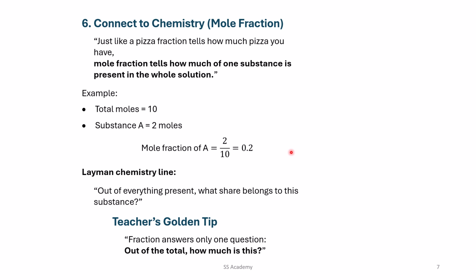Always remember, fraction answers one simple question: out of total, how much is this?